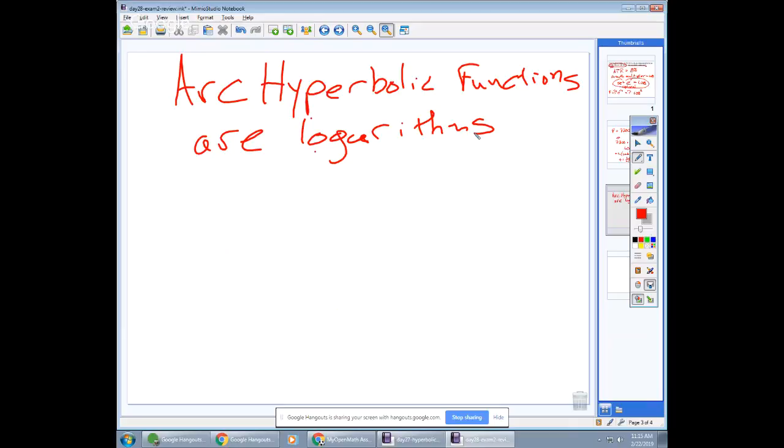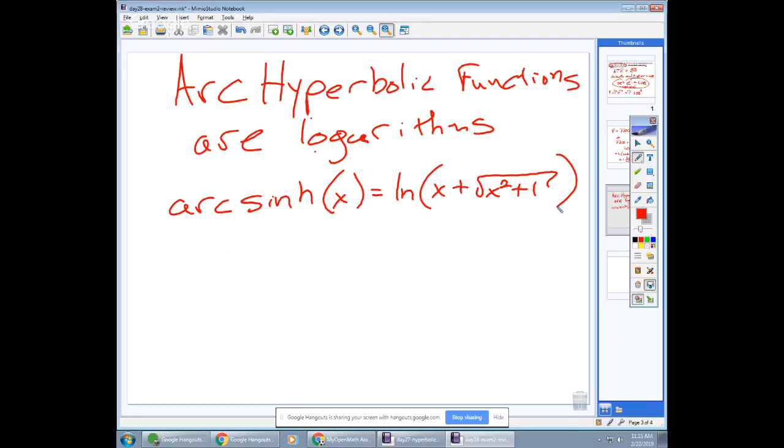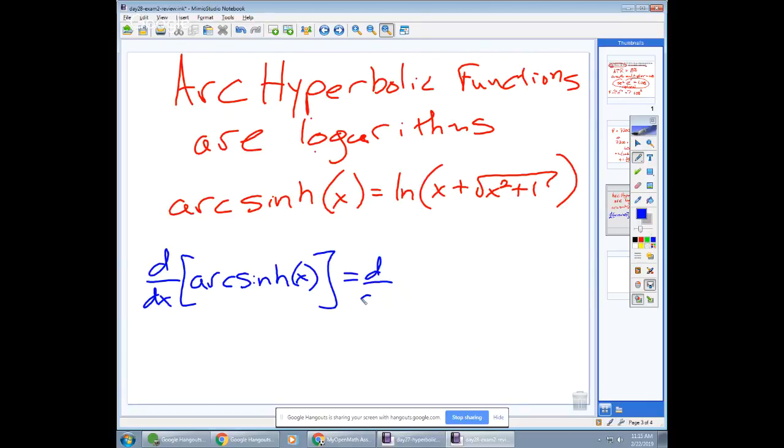And yet last class I showed that the arc sinh of x is equal to the natural log of x plus the square root of x squared plus 1. So next I'm going to take its derivative, clean it up a little bit algebraically, and then we'll just look up the other formulas we need. So I want to know what is the derivative with respect to x of the arc sinh. Which means I need to take the derivative of this logarithmic function.